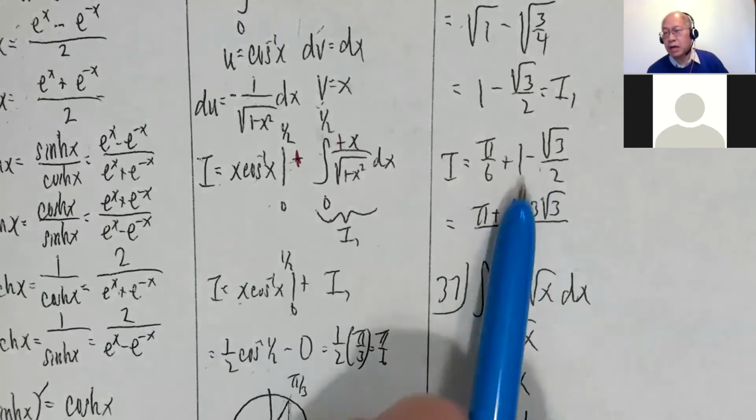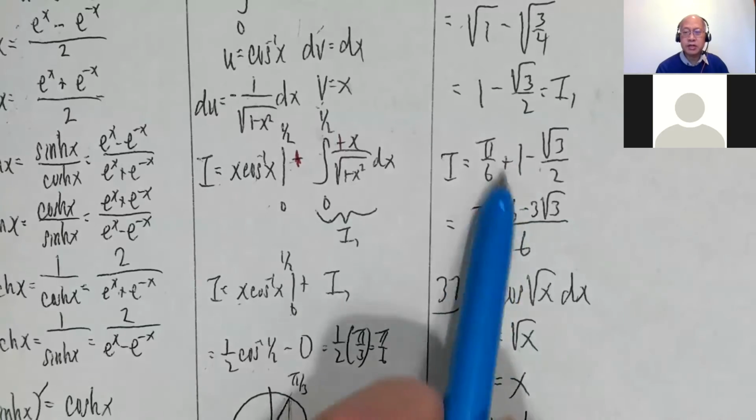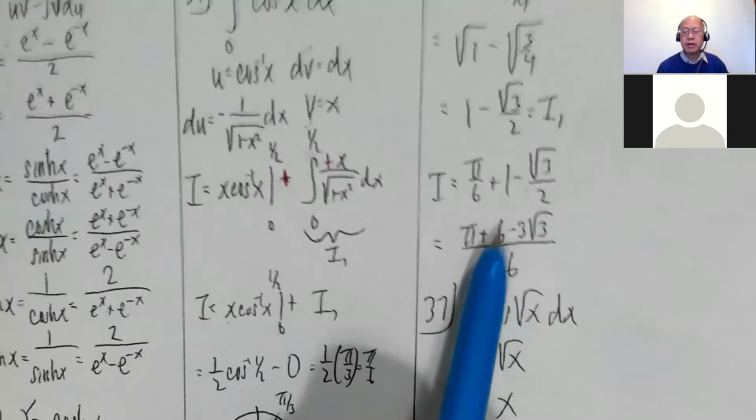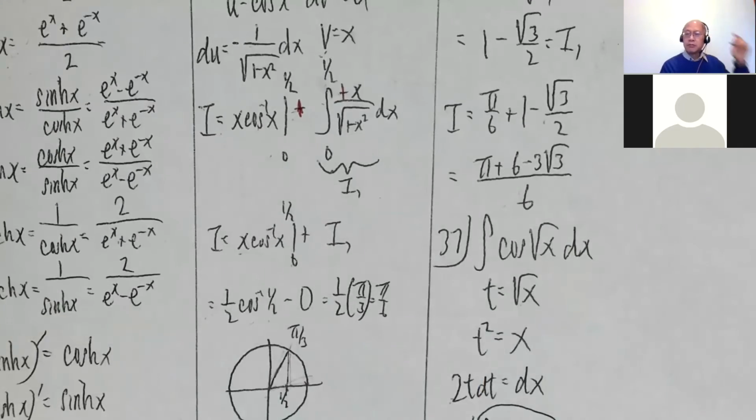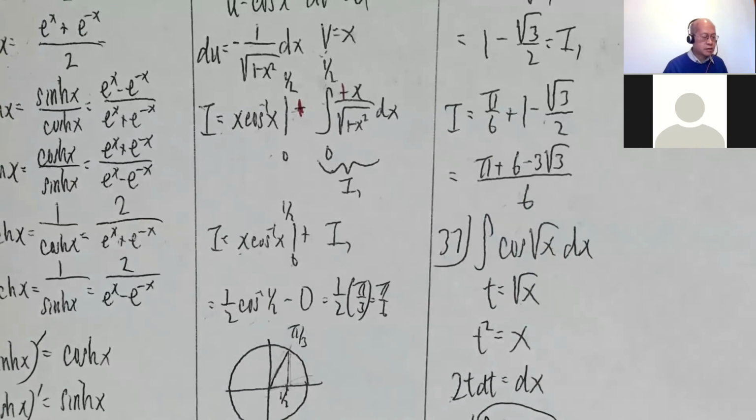And then over here, I just did my common denominator thing. So common denominator is 6, leave that alone. 1 is 6 over 6, multiply top and bottom by 3. So here's my best final answer. Pi plus 6 minus 3 radical 3 all over 6. So that was a little bit weird.